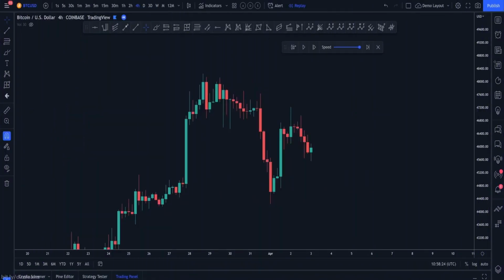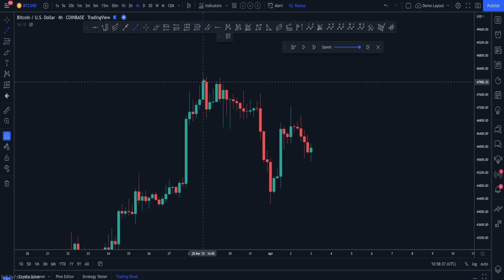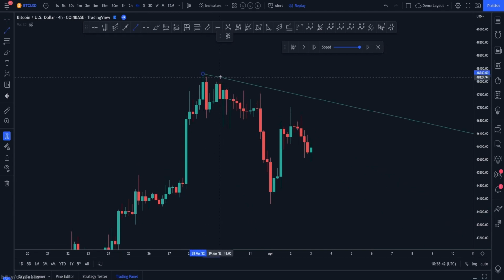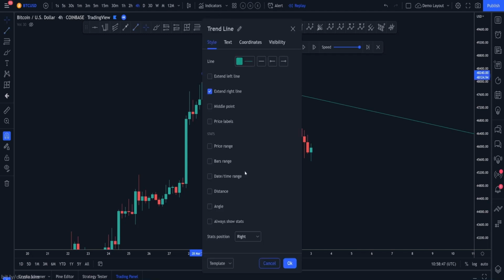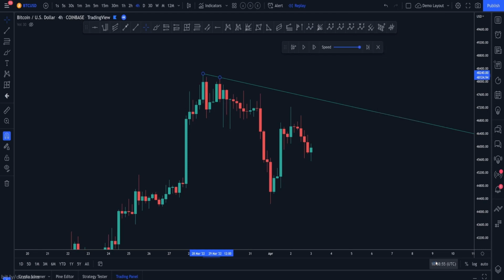Now let's have a look at a practical example. Here we have the Bitcoin chart on the 4-hour time frame. We will select the trendline tool from this drop-down menu, and then we will choose this pivot as our first pivot and this pivot here as our second pivot. In order for the trend line to extend to the right, you need to go to Settings and click Extend Right Line. This way, your trend line will automatically continue in exactly the angle of these 2 first pivots.